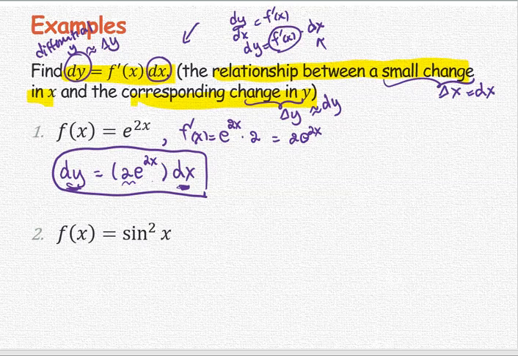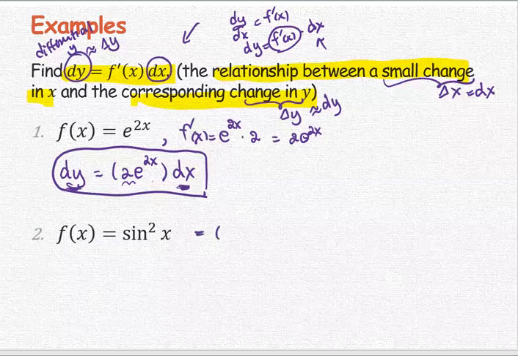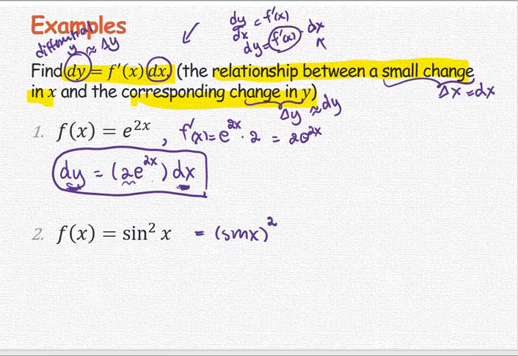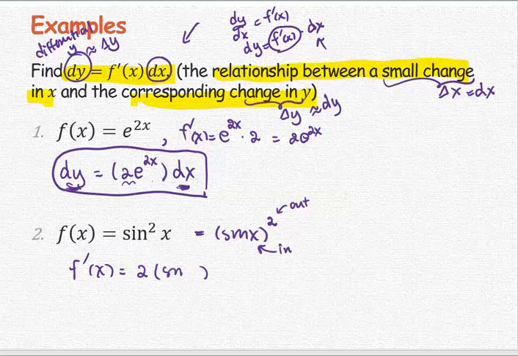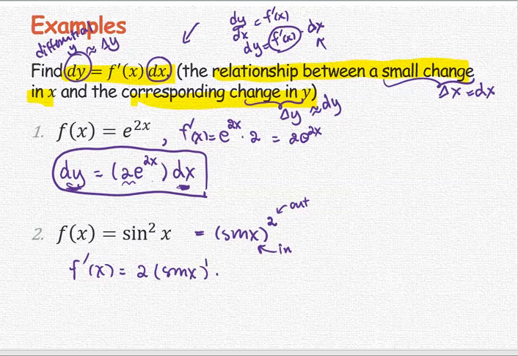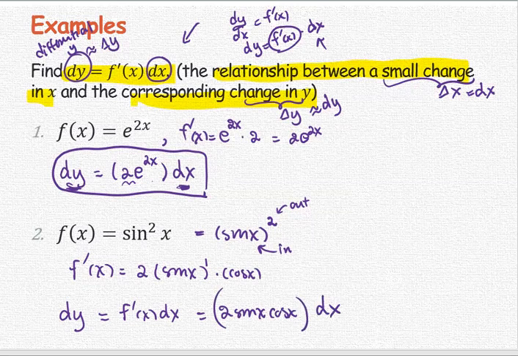All right. So the next one, number 2, f of x is sine square x, which is the same as sine x quantity squared. When we get into this format, it's easier to think about what rule we're going to apply and how to find the derivative. Using the chain rule again, because we have the composite function, the inner is sine x, the outer is the power 2. So the derivative of the outer is 2 times the quantity inside, sine x, to the first power, multiplied by the derivative of the inner, which is cosine x. So the differential y is the f prime multiplied by dx, or 2 sine x cosine x as the derivative multiplied by dx, and that's the answer.